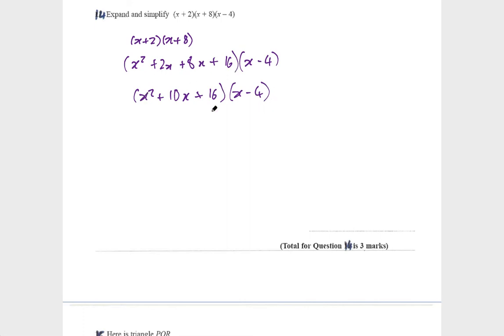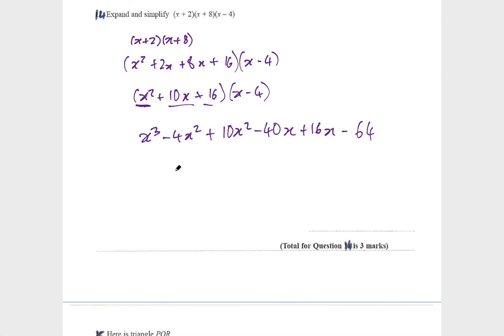And then I'm going to need 6 terms to come out of this, 3 things times by the first thing, 3 things times by the second thing, and I need to really make sure that happens. So I'm going to start with the x squared. X squared times x is x cubed, minus 4x squared. Then 10x times x is 10x squared, minus 4 times 10x is minus 40x. And then I'm going to do plus 16x, minus 4 16s, so minus 64.